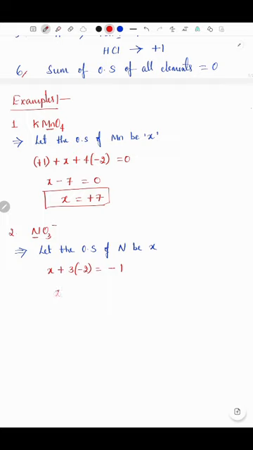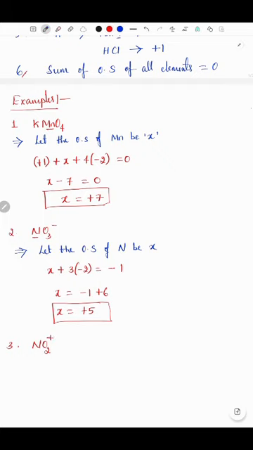X equals -1, and 3 into -2 is -6. If -6 comes to this side, it is +6. Hence X equals -1 plus 6, which is +5. The oxidation state of nitrogen in NO3 minus is +5. Another example, that is NO2 plus.